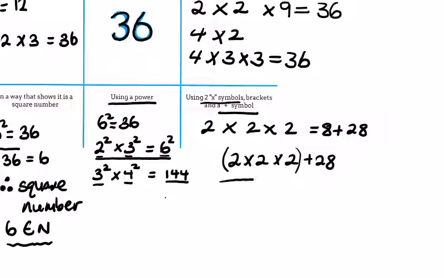You don't have to do the brackets, but they may ask for brackets in one of these questions as well. They did in one of the earlier ones. So similar again to one of those earlier questions, putting brackets in and coming up with numbers that multiply to give other numbers. So a nice easy one here.